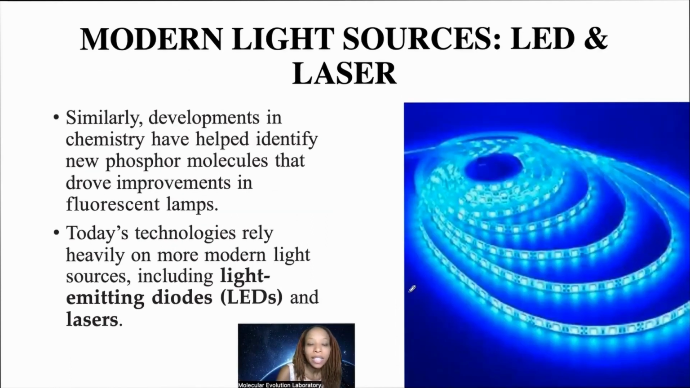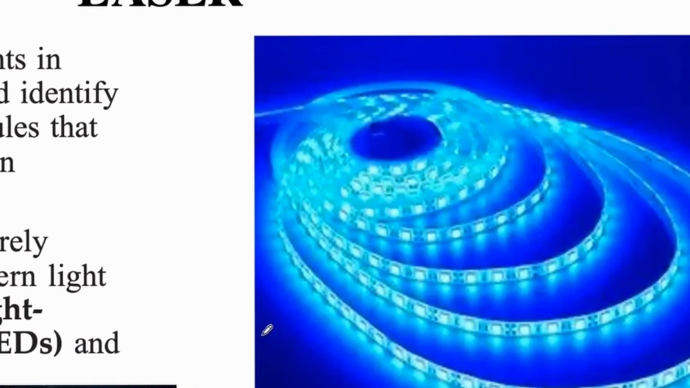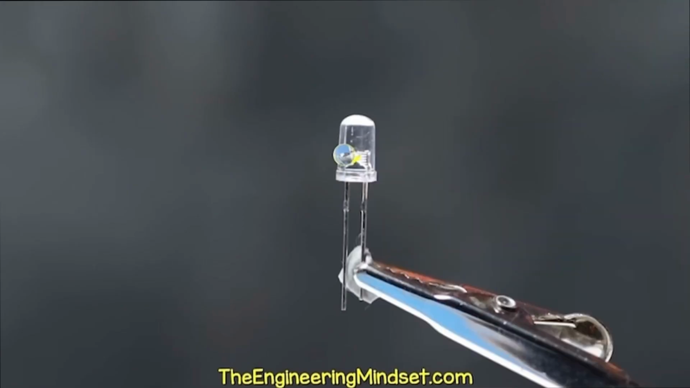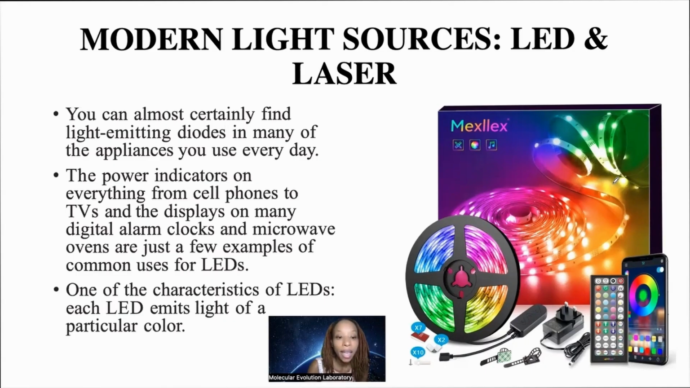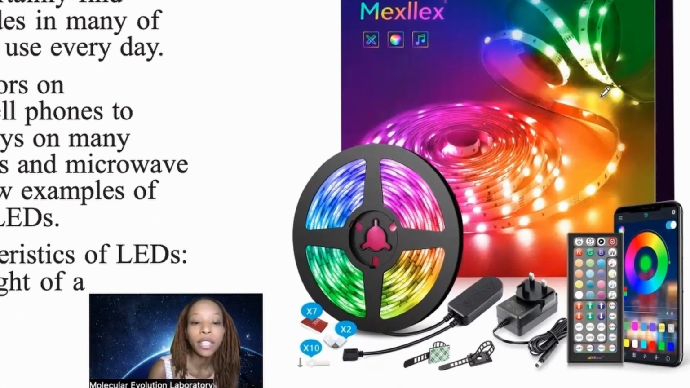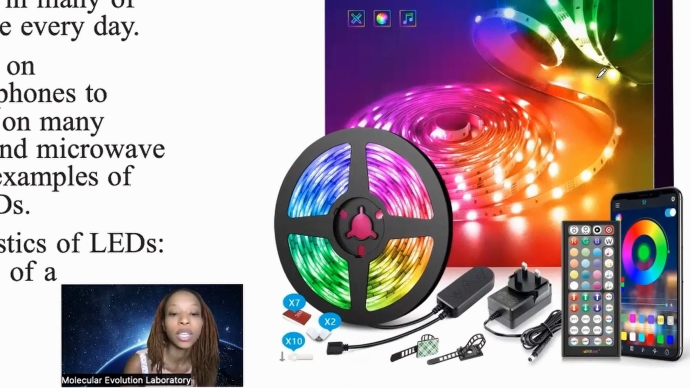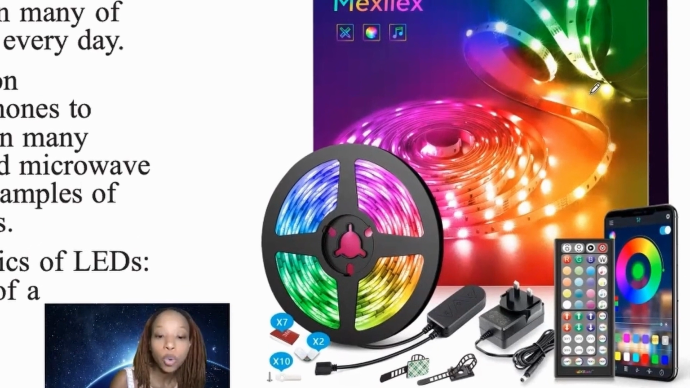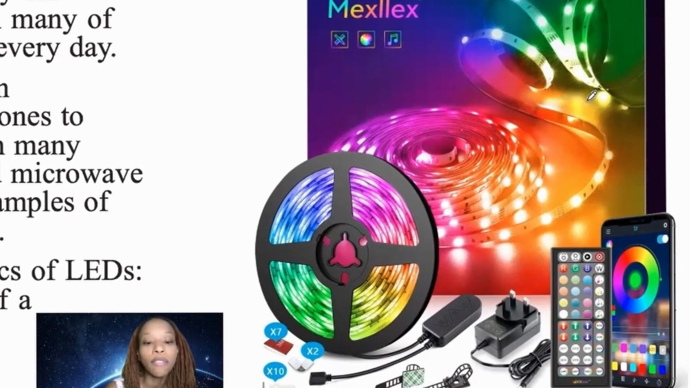Similarly, developments in chemistry have helped identify new phosphor molecules that drove improvement in fluorescent lamps. Today, new technology relies heavily on modern light sources, such as light-emitting diodes, or LEDs, and lasers. You can almost certainly find light-emitting diodes in many of the appliances you use every day. The power indicators on everything from cell phones and TVs to displays on many digital alarm clocks and microwave ovens are just a few examples of common use of LEDs.